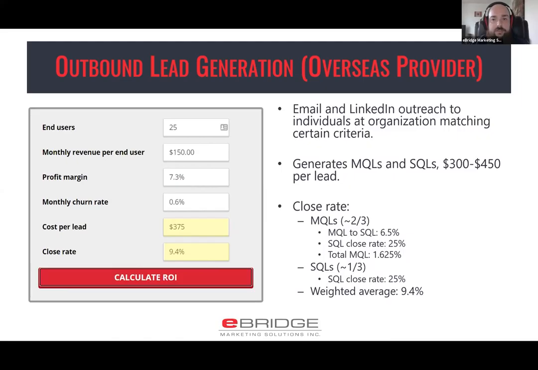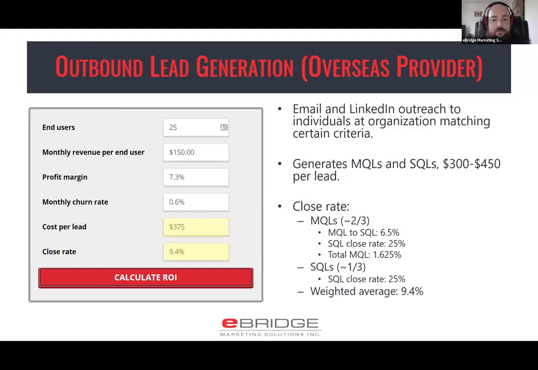I'd say it's mostly done by email, and with these sorts of programs, when you're casting a wide net, you're sending a lot of emails. So you're generating a variety of different qualities of leads as well. You're generating both MQLs and SQLs. And generally speaking, it's very general, but you're probably going to pay in the neighborhood of about $300 to $450 per lead with this sort of tactic.